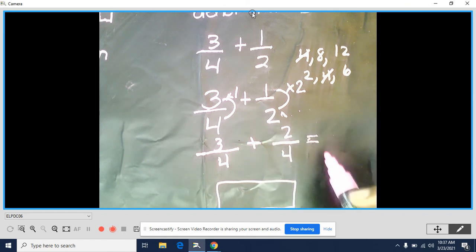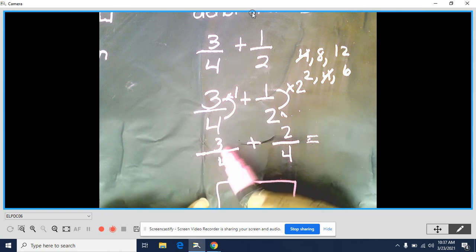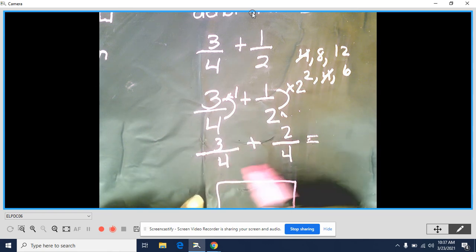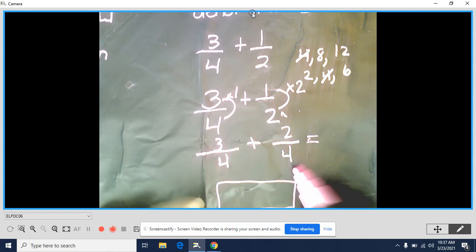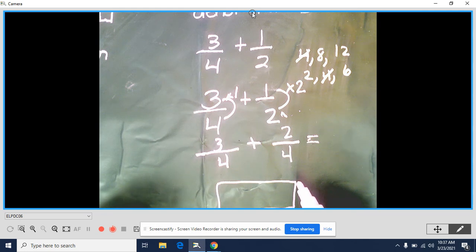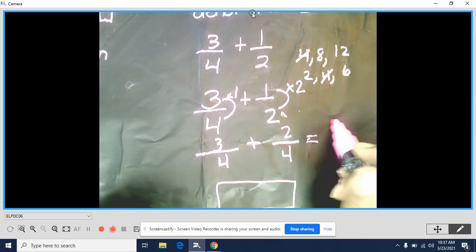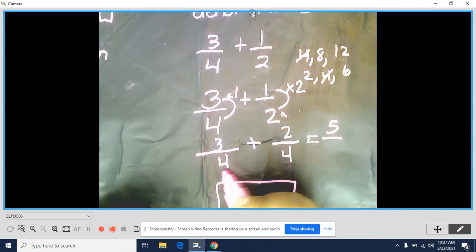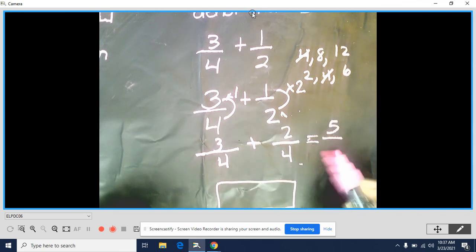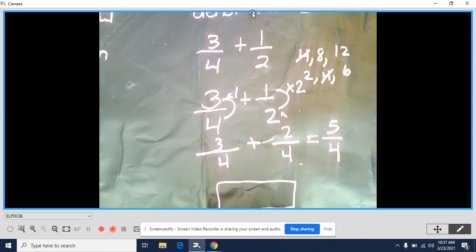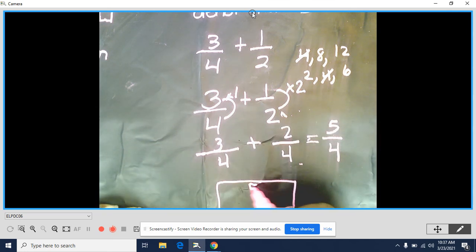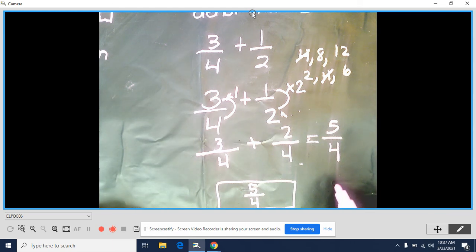And in adding fractions, we add the numerators only, and the denominator stays the same. That's why it's important that we have like denominators. So 3 plus 2 equals 5. The denominator stays the same, so that's 4. So right now, we're going to let our answer stand as 5/4.